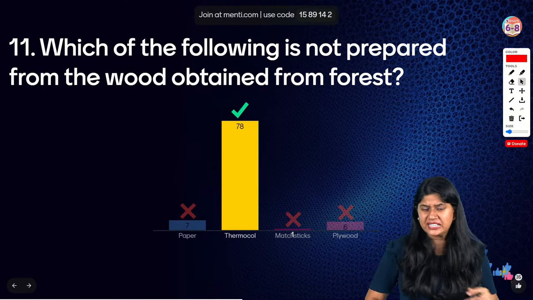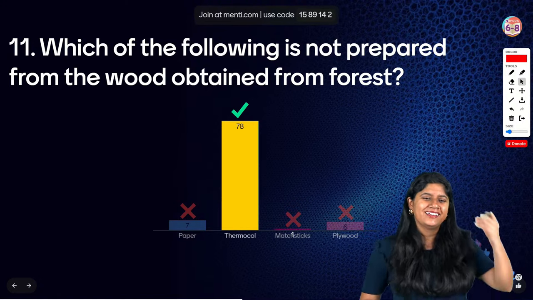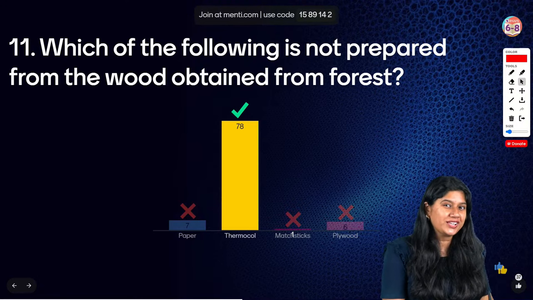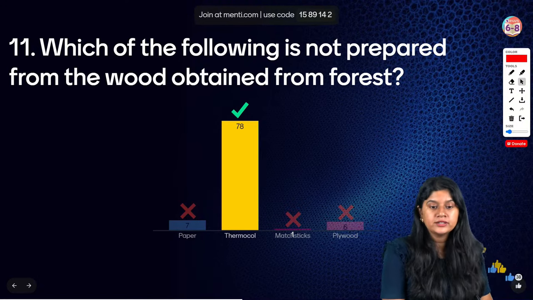Who is the one voting for matchstick? Who are these ultra pro legends that we have in the class? Right, tell me. Paper is made, of course. We all know that paper is made from the wood. Yes, and then, of course, we have plywood.